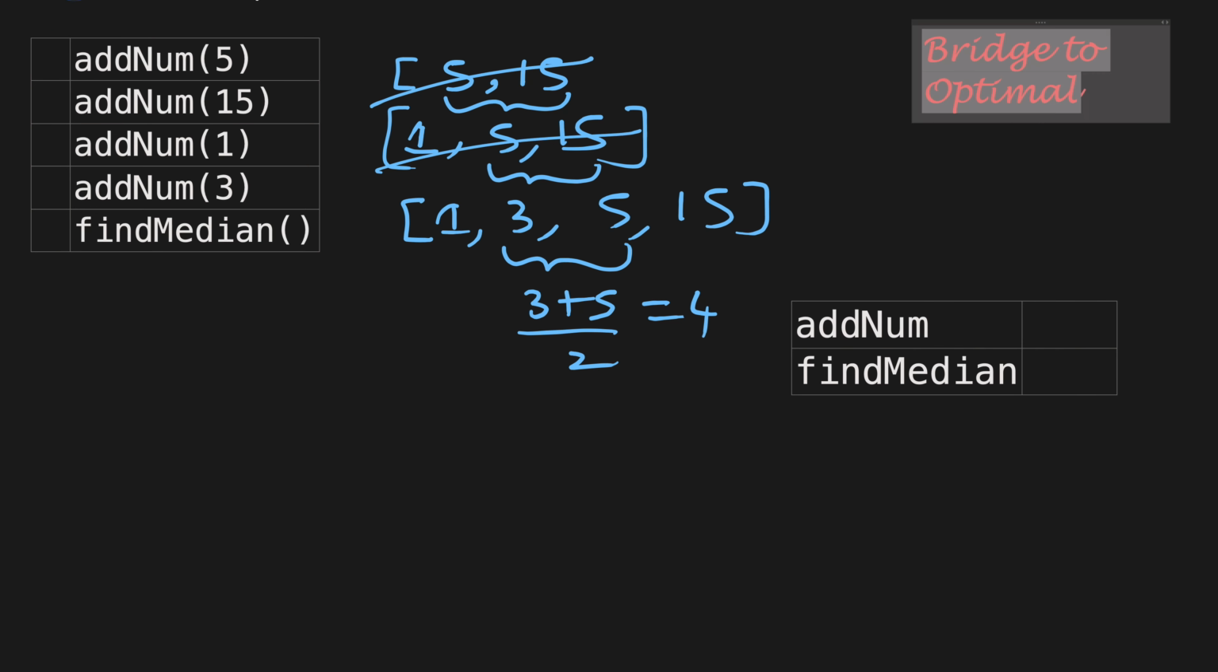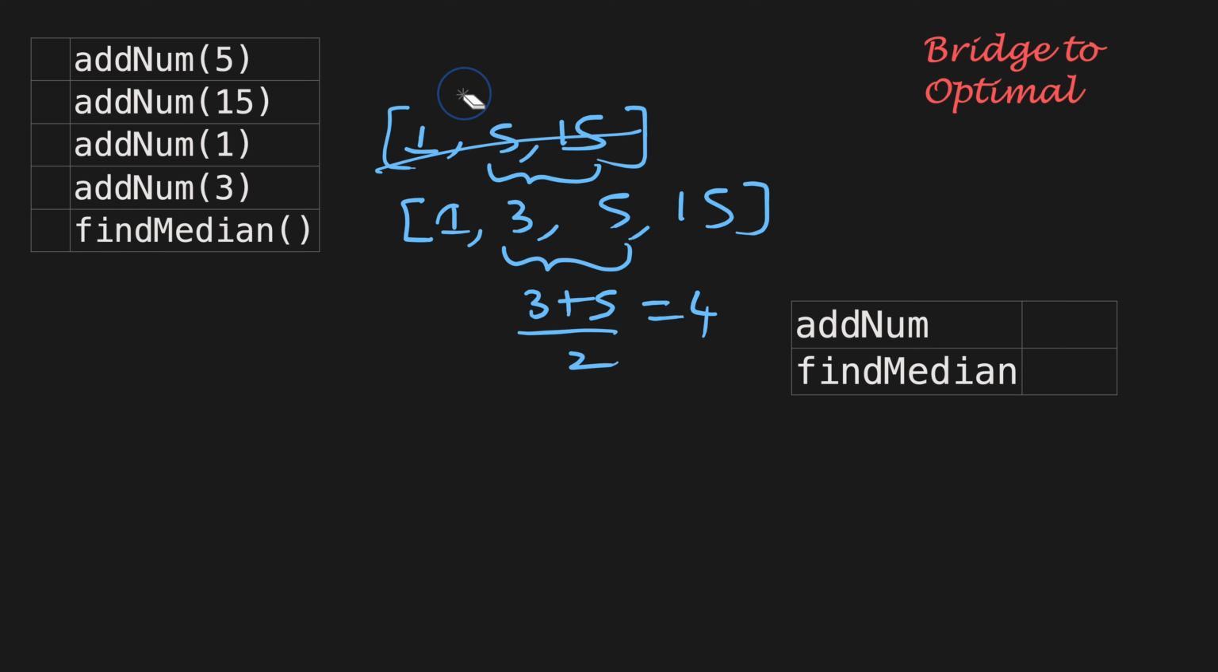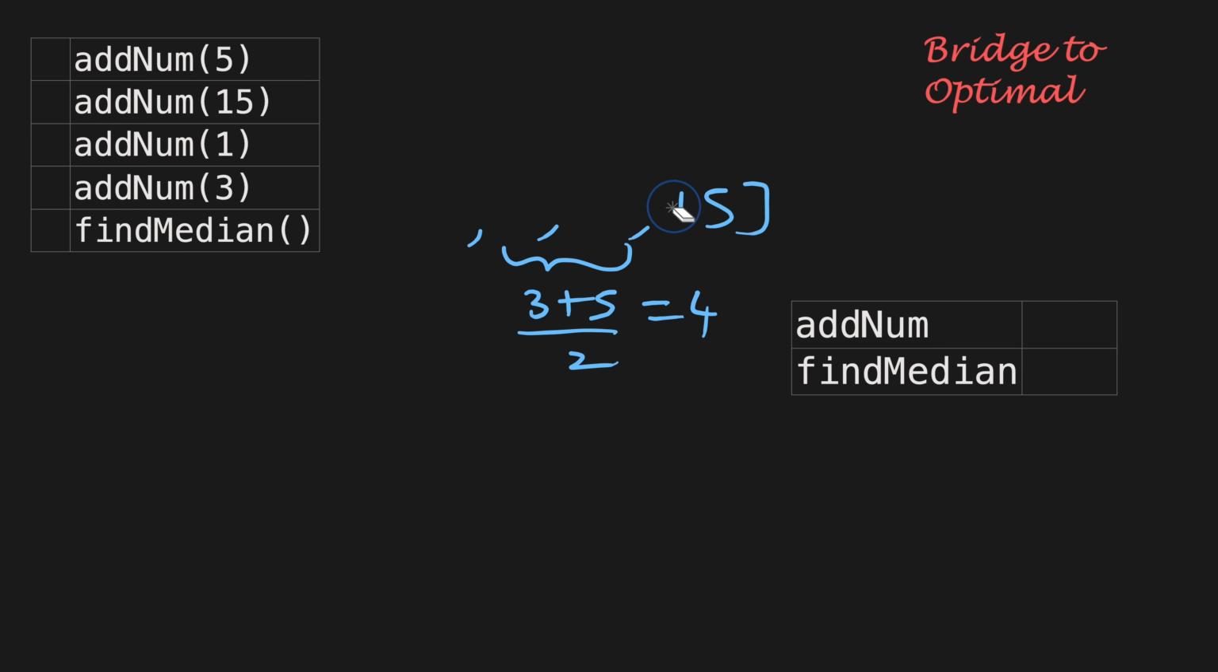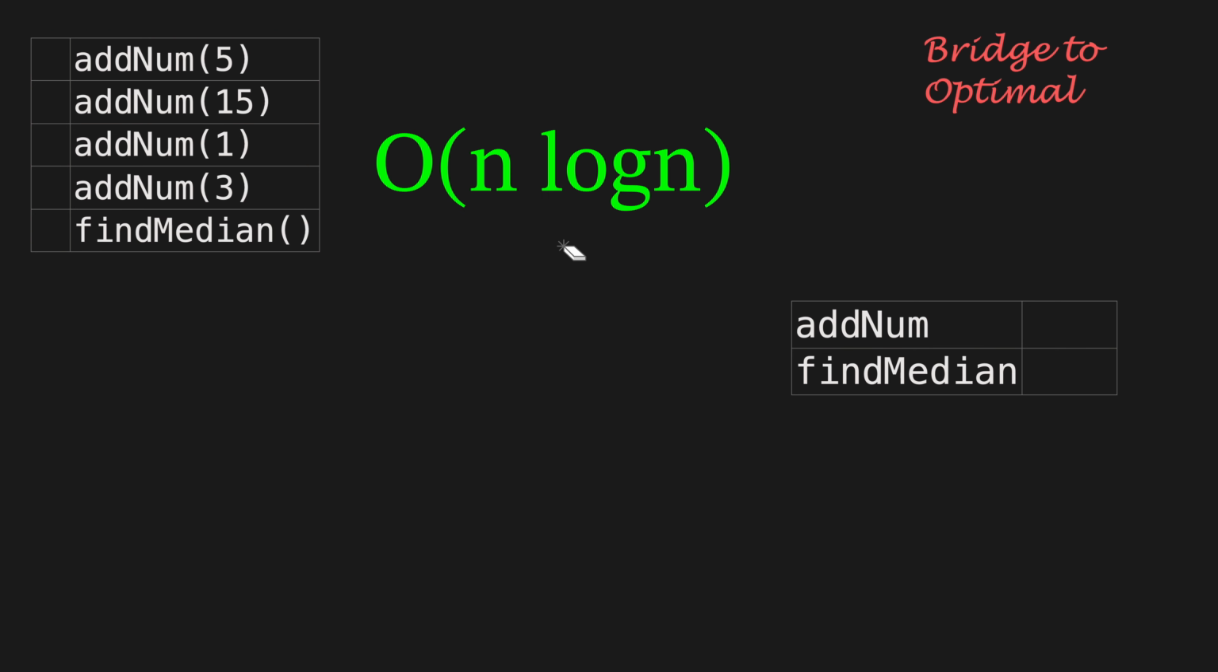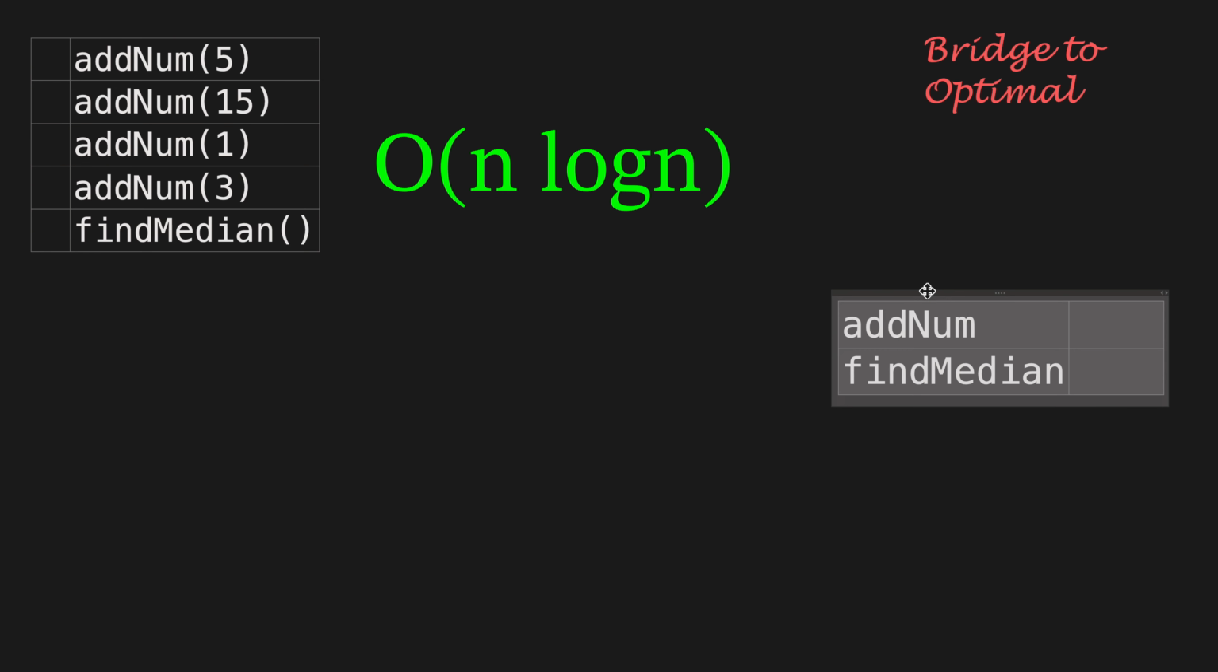The bottleneck in our naive solution is the repeated sorting. Every time a new number arrives, we are essentially reordering the entire collection, which takes O(n log n) time. If we have a million numbers, that's a lot of work just to find one or two middle elements.